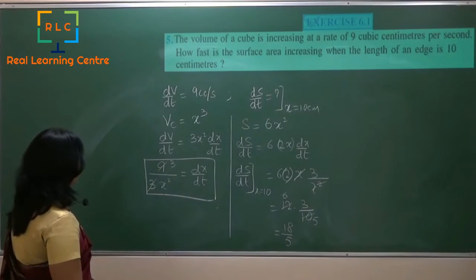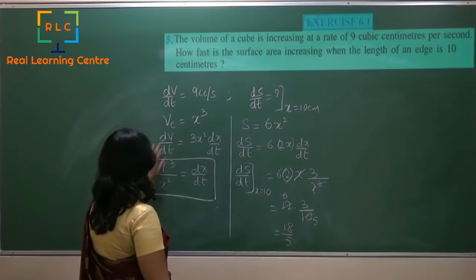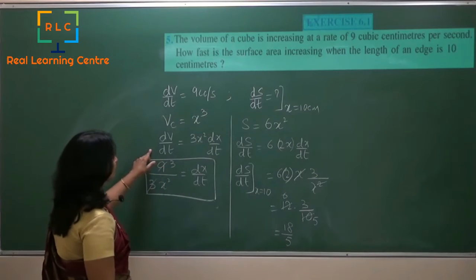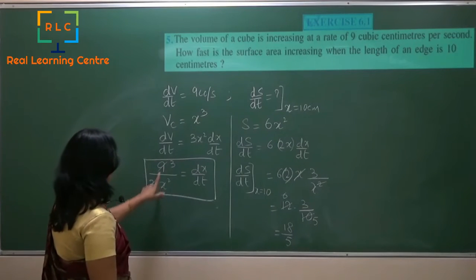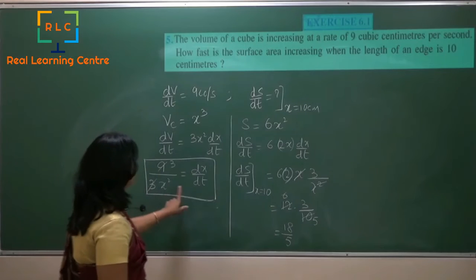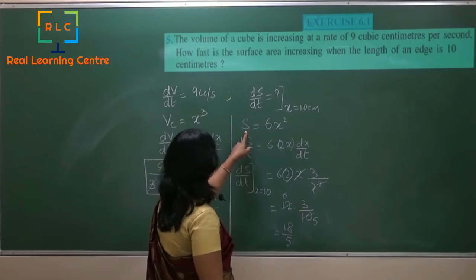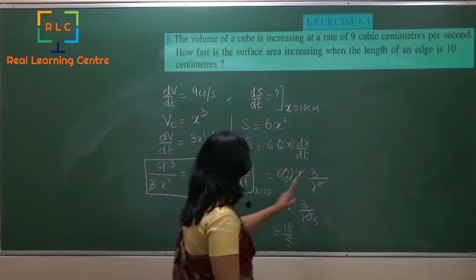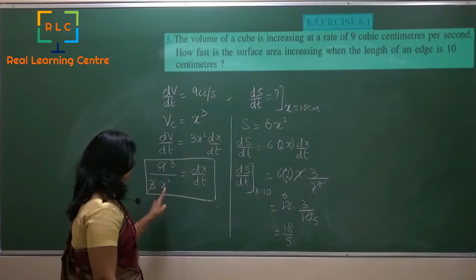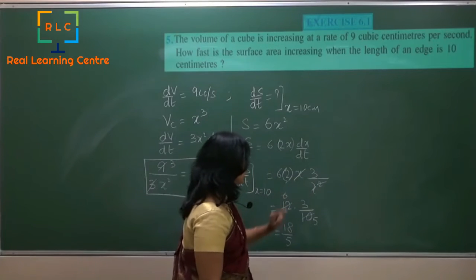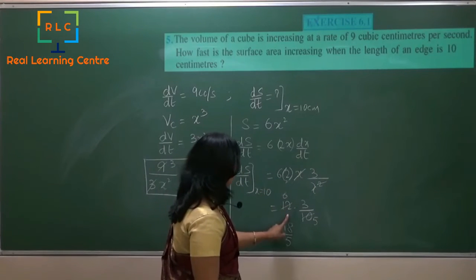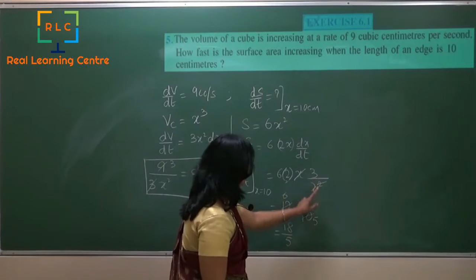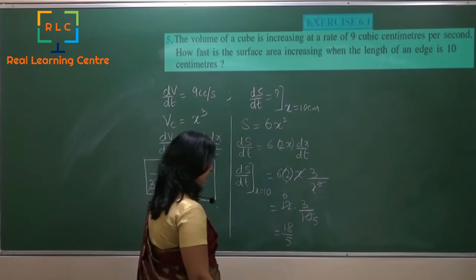Okay, let me check. This is dv by dt, v is equal to x cube, 3x square dx by dt. dv by dt is given as 9. 9 divided by 3x square, so it is 3 by x squared for dx by dt. Surface area of a cube is 6x squared, 6 into 2x into dx by dt. So 6 into 2 into x into dx by dt is taken from this side, that is 3 by x squared. 1x is gone. So you have 6 into 2 as 12 into 3 divided by x is 10. So we got 18 by 5.